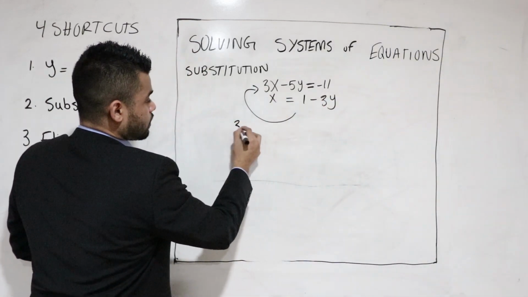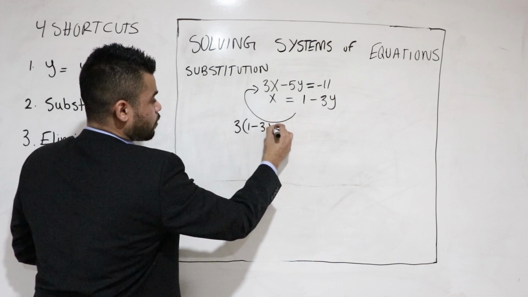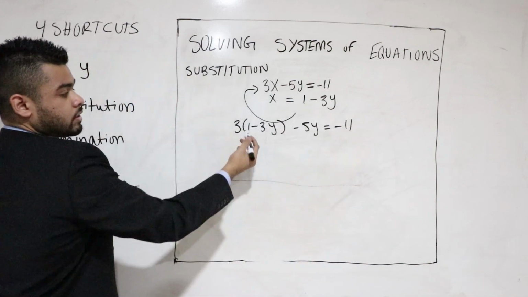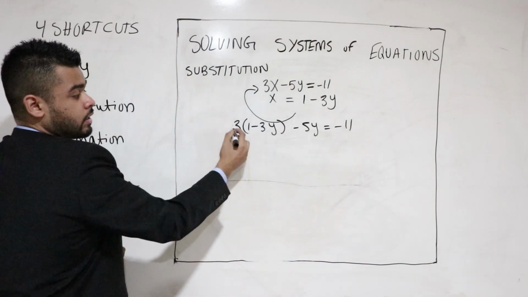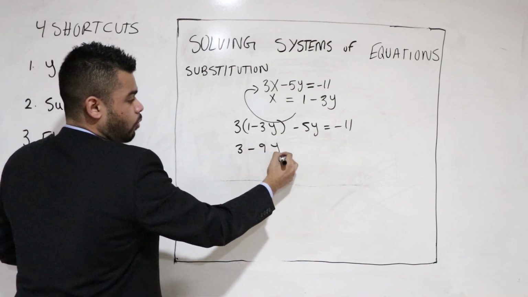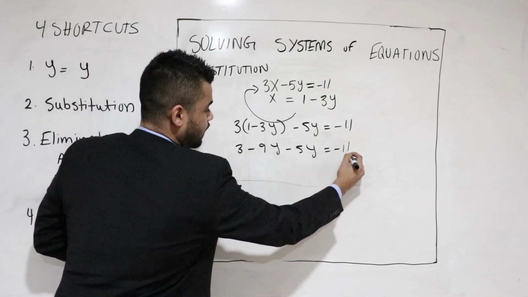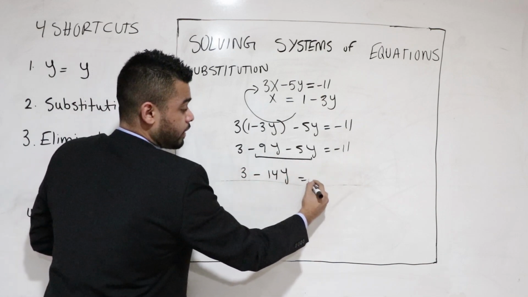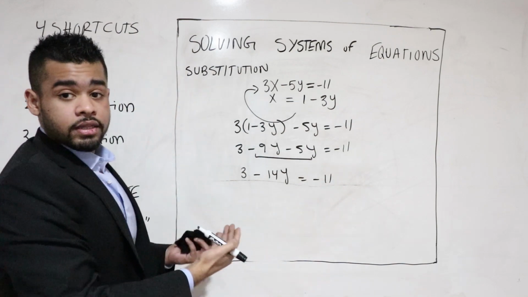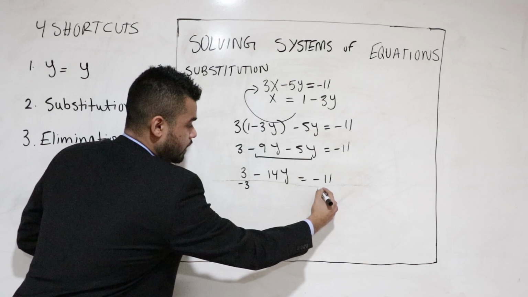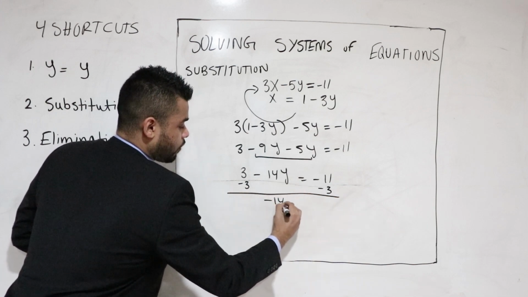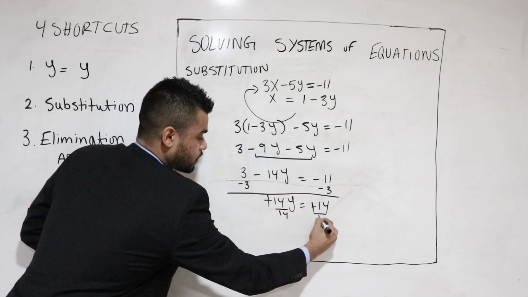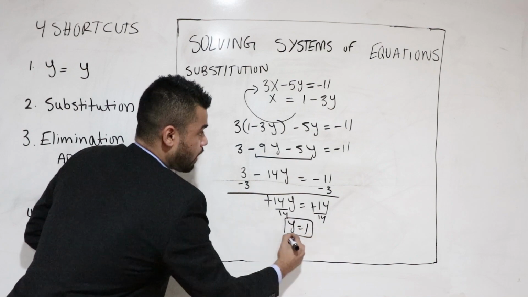So 3 stays. What is x? 1 minus 3y. Minus 5y, and negative 11. Simply distribute and you can find y. 3 times 1 is 3, minus 9y, minus 5y equals negative 11. Combine the like terms: 3 minus 14y equals negative 11. How do I get y alone? Get the variable on one side, the number on the other side. Subtract 3 from both sides: negative 14y equals negative 14. Minus and minus are gone. Divide by 14 on both sides. y is 1. We just found y.